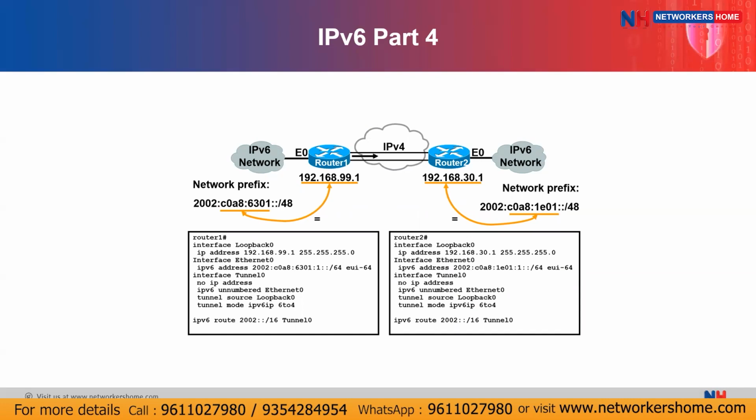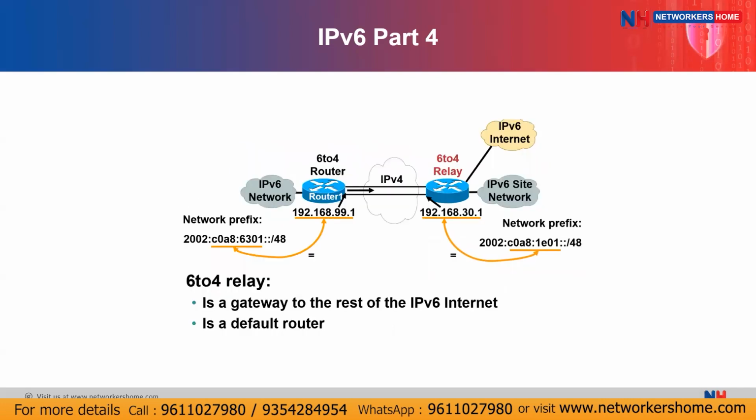So here we have the 2002 prefix used there, and the rest of the part, and 16. So we have to do the summarization, aggregation there. So this is another method we can use also. And 6to4 relay is a gateway to the rest of the IPv6 internet. It is a default router. We have already explained this thing.